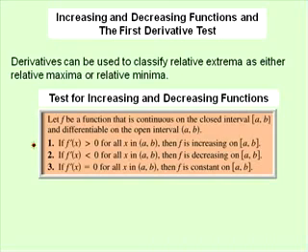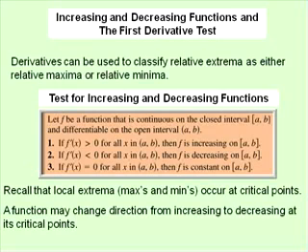If f prime of x is greater than 0 for all x in the interval, then f is increasing on the interval. If f prime of x is less than 0 for all x in the interval, then f is decreasing on the interval. And if f prime of x equals 0 for all x in the interval, then f is constant on the interval. So in other words, if the derivative is positive, then the function is increasing. If the derivative is negative, the function is decreasing. And if the derivative is 0, then the function is constant at that value.